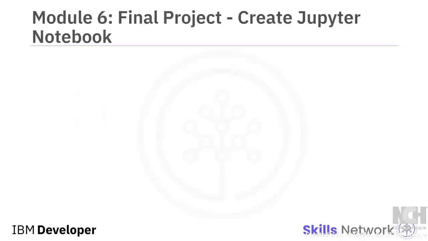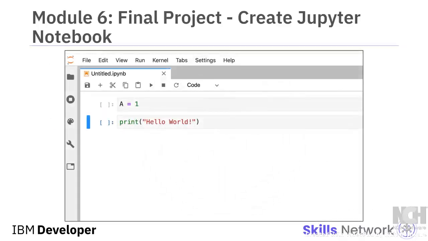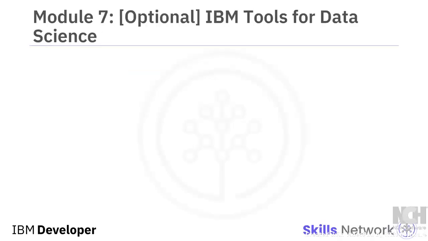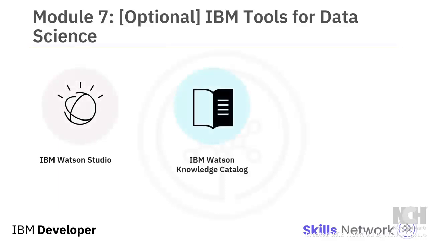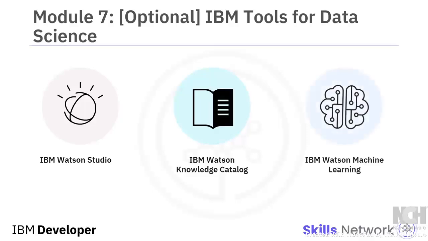In Module 6, you will work on your final project, in which you will create and share your Jupyter Notebook. You will submit your project and also grade your peers. Finally, Module 7 is an optional module that gives an insight into additional IBM tools, like Watson Studio and IBM Cloud Pak for Data as a Service, that includes IBM Watson Knowledge Catalog, IBM Watson Machine Learning, and more.